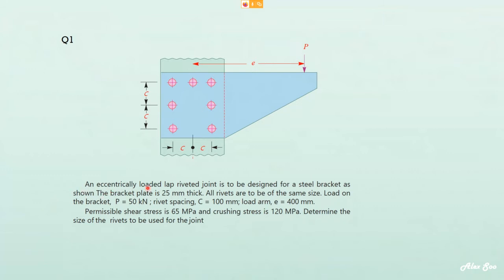An eccentrically loaded riveted joint is to be designed for a steel bracket as shown. The bracket plate thickness is 25 mm. All rivets are to be of the same size, so that means the same diameter, which is unknown. Load on the bracket P is 50 kilonewton. Rivet spacing, that means all the C here, is 100 mm. And the load arm, that means the eccentricity, is 400 mm.